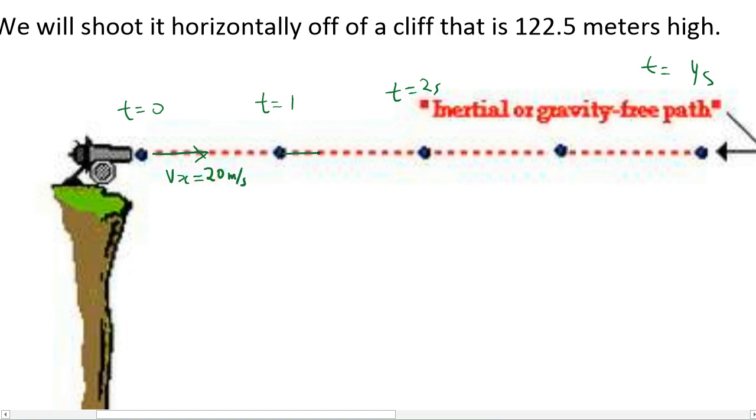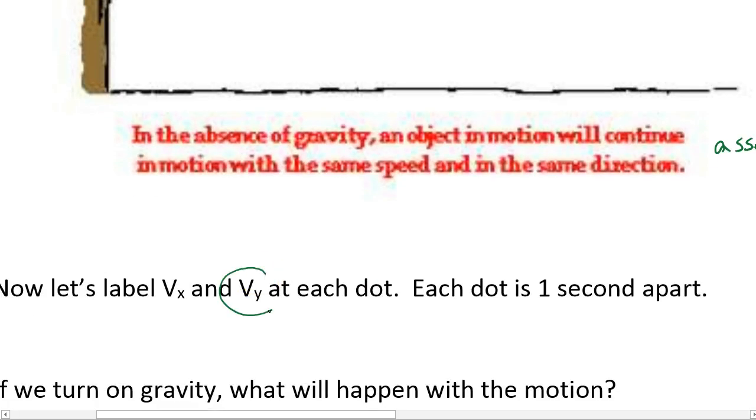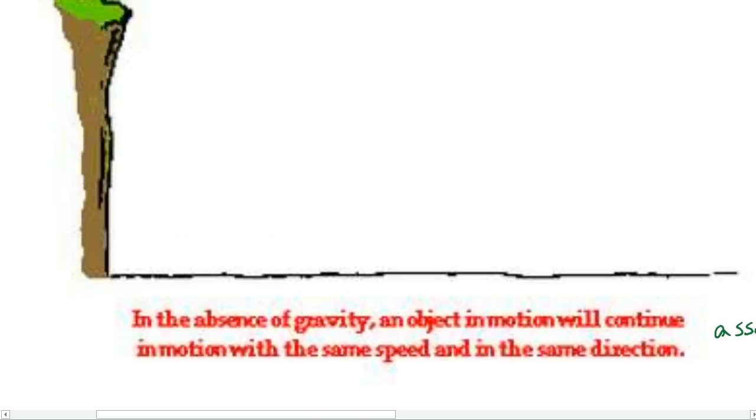Over here, it's still going exactly Vx equals 20 meters per second. Over here, I'm going to write it on top this time, Vx equals 20 meters per second, and so on. I'm just going to do the same distance here instead of writing it out. How about in the y direction? Vy is equal to 0. It's not moving vertically at all. So even though it says to label Vx and Vy, Vy is 0 at this point.